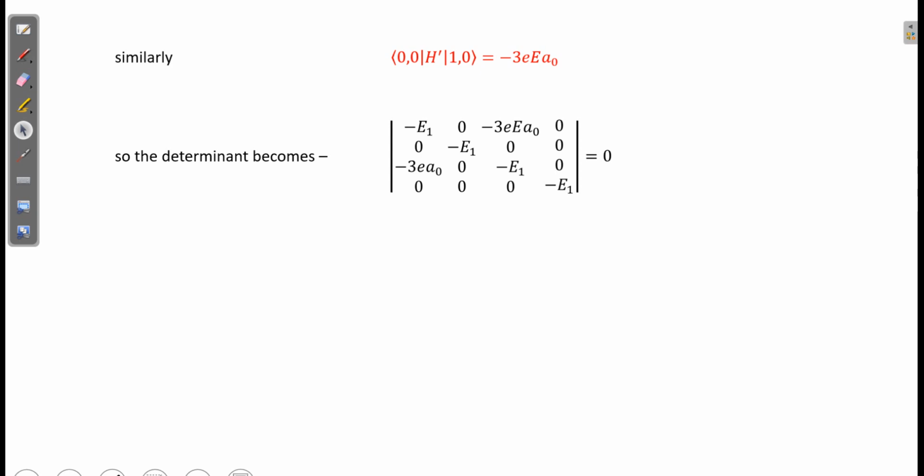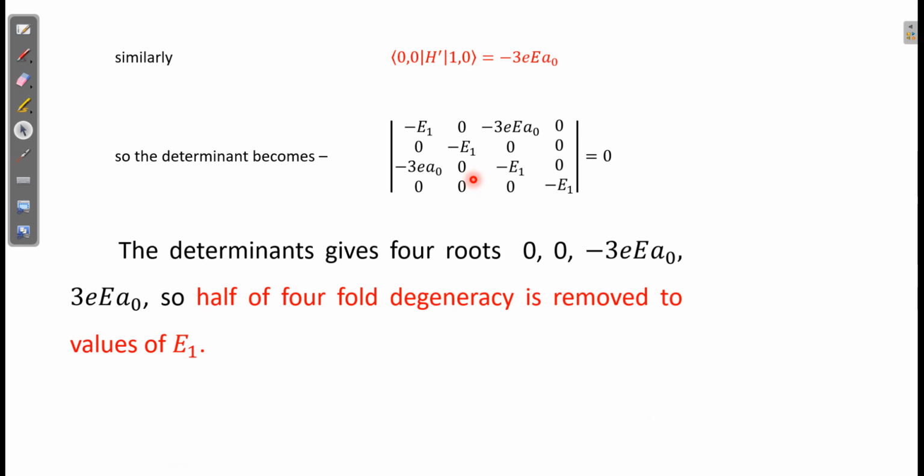So our determinant becomes this: minus e1, 0, minus 3e a naught, 0; 0, minus e1, 0, 0; minus 3e a naught, 0, minus e1, 0. On solving this determinant, you will get the 4 values of e1. The 4 values of e1 are 0, 0, minus 3e a naught, and 3e a naught.